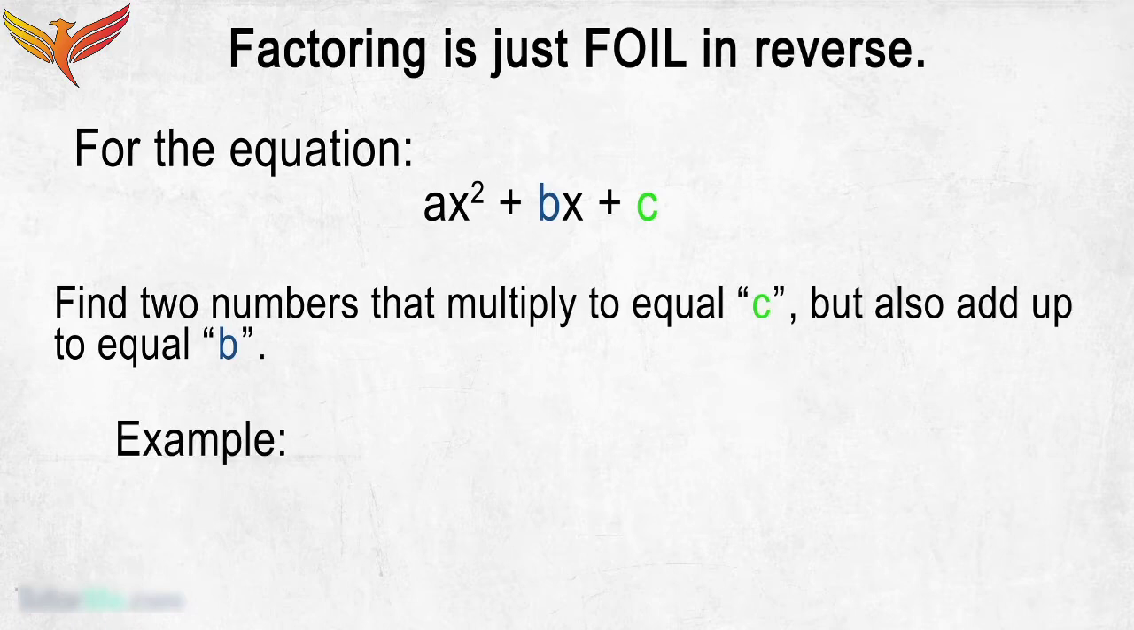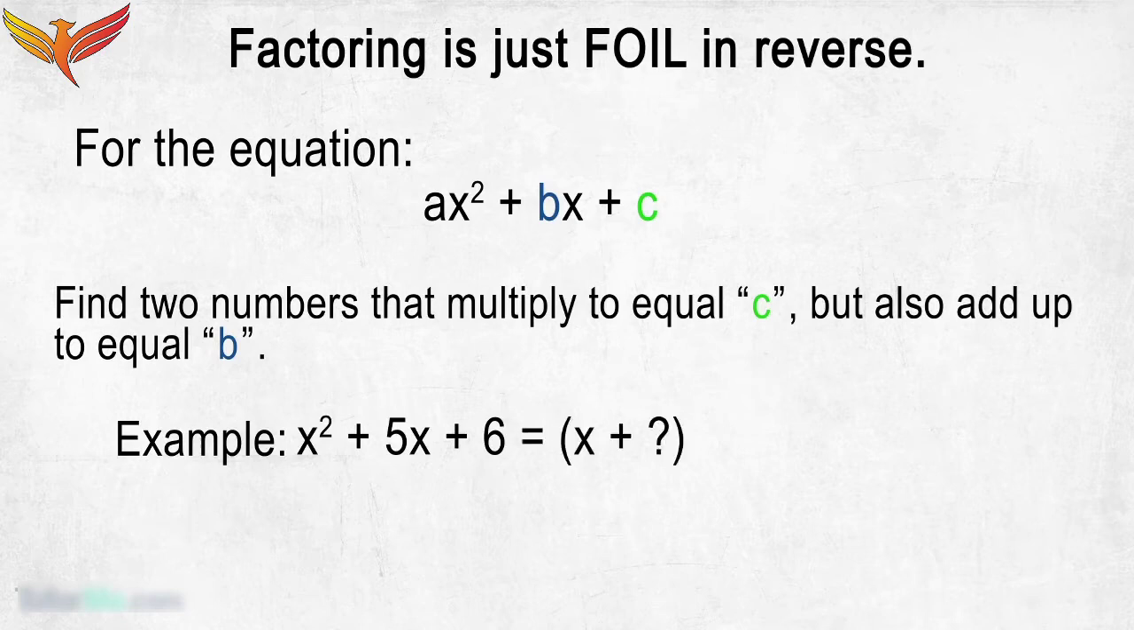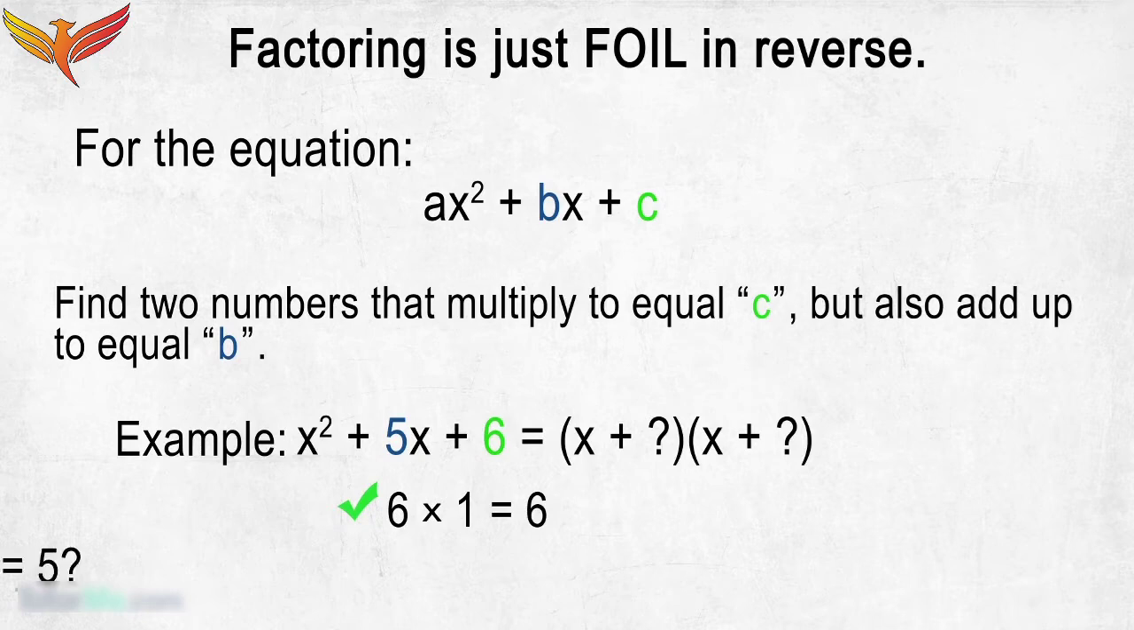For example, let's use the equation x squared plus 5x plus 6. To simplify this, we need to find two numbers that multiply to 6, but also add up to 5. So let's take a look at the factors of 6. We'll start with 6 and 1. We already know that they multiply together to equal 6. But do they add together to equal 5? No, 6 and 1 are out.